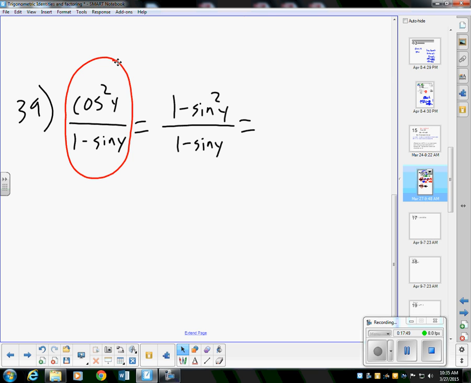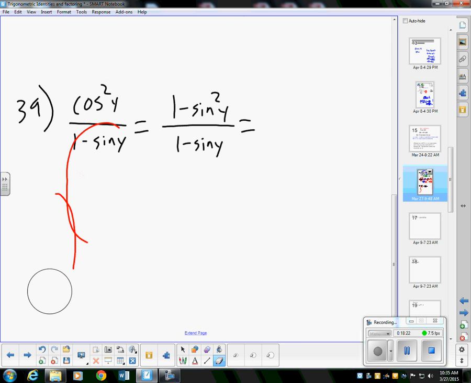The problem is that this part right here, 1 minus sine of y, doesn't easily translate into a reciprocal or a fraction to do anything with. Is there a way to do it? Well, perhaps, but it requires more work than we want to put into it. So the other part of the strategy is that when you have squares, look to your Pythagorean identities and see if you can simplify things.